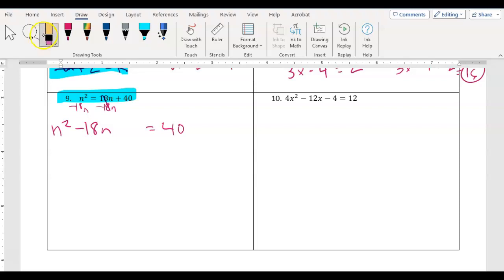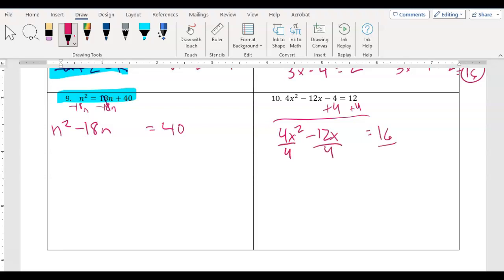And then the last one, notice that we have some things that aren't combined here. So let's go ahead and start by adding 4 to both sides. So we get 4x squared minus 12x equals 16. Now notice all of these are divisible by 4. So let's divide everything by 4 and get rid of that coefficient. So we have x squared minus 3x equals 4. Now this is a lot easier to complete.